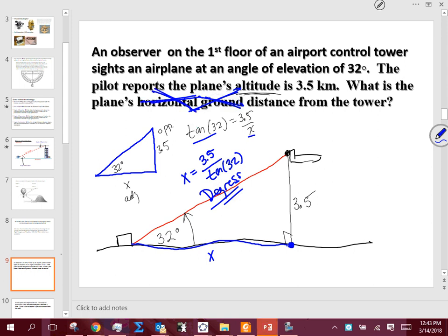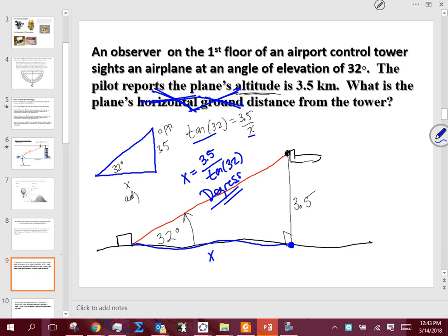Sometimes you'll just hear them say ground distance, the plane's ground distance from the tower. But here it says horizontal ground distance. If I take those two words out, it says what is the plane's distance from the tower. Now what would you be looking for? You'd be looking for the line of sight, essentially, right? The direct path from the airplane to the tower. You look for that red hypotenuse.